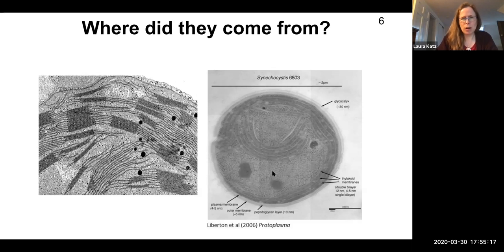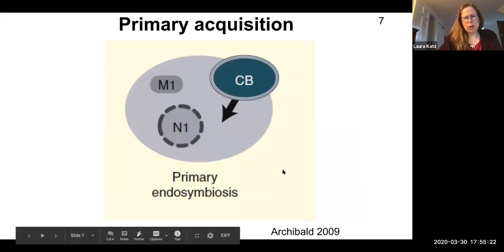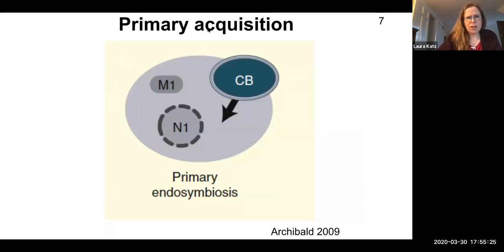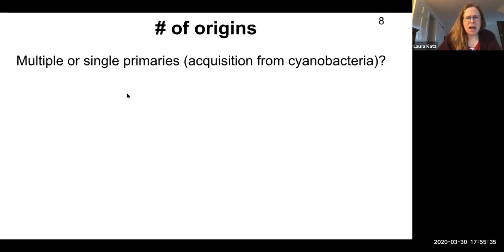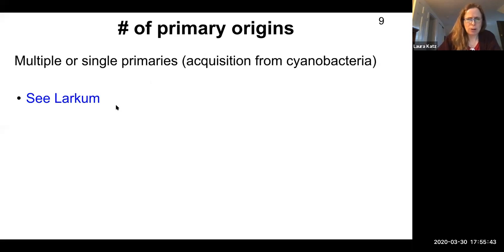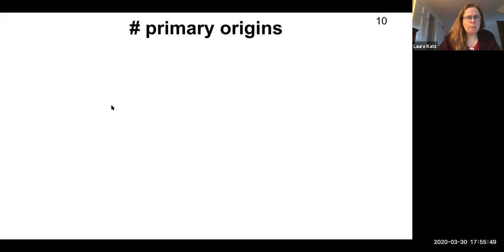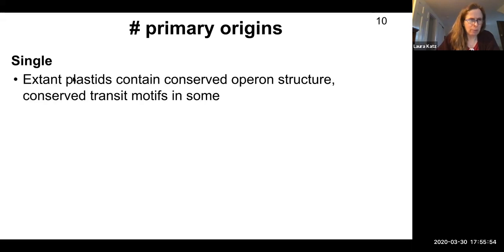The big mystery is not where did they come from, but how many times were they acquired. So we can all agree that there was at least some number of primary acquisitions, and here you have a eukaryote with its nucleus and its mitochondria, and it's taking up a cyanobacterium. How many origins, how many primaries were there, that is debated. But, and you can see the Larkum article that we discussed in class and that I'm asking you to write about, the current popular view is that there was a single primary origin of plastids.